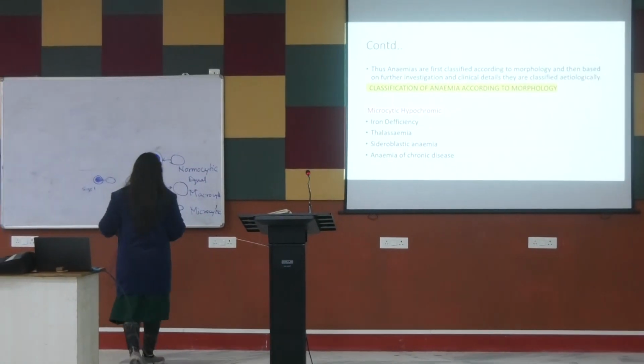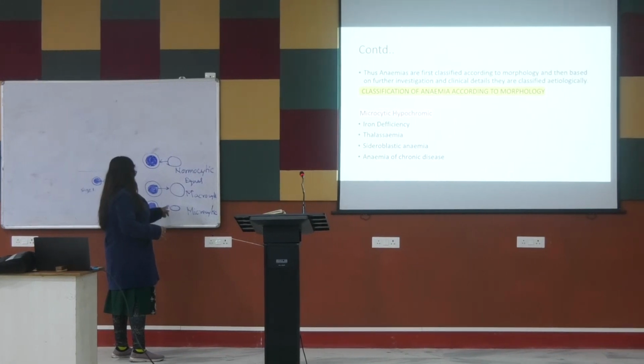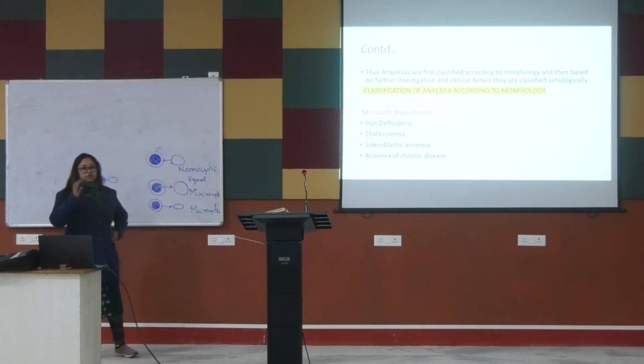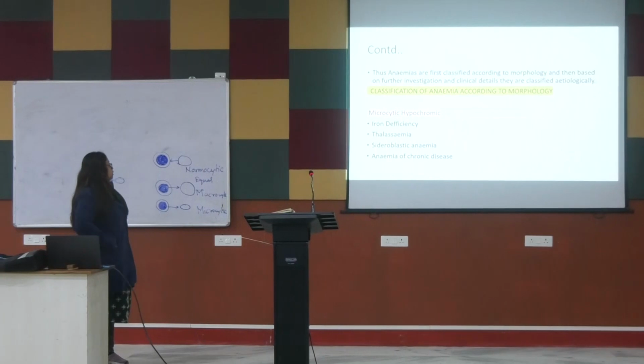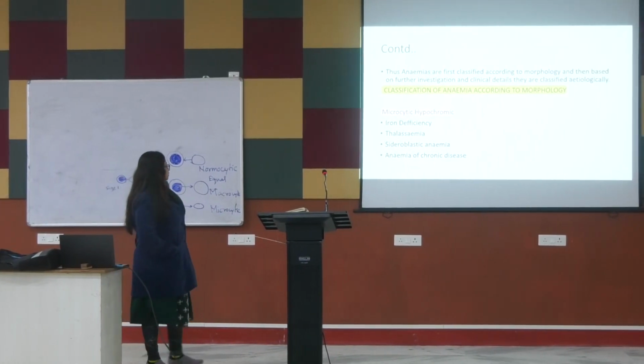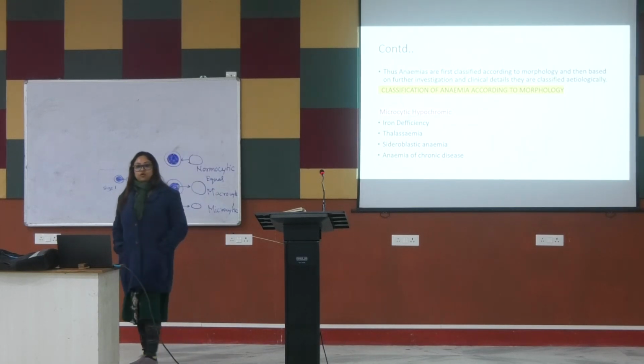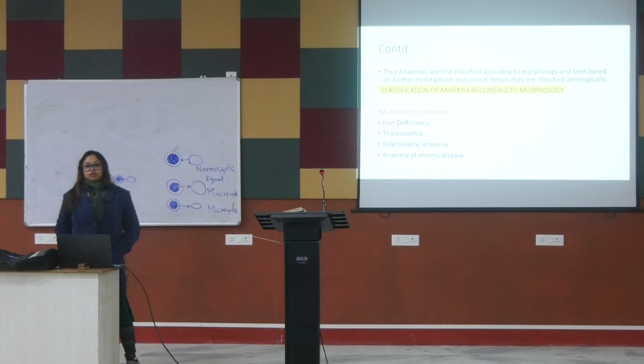Microcytic hypochromic, that is the RBC size is smaller than the nuclear size of a lymphocyte. Where does microcytic occur? In iron deficiency anemia, thalassemia, sideroblastic anemia and anemia of chronic diseases. Those are examples of microcytic hypochromic anemia.